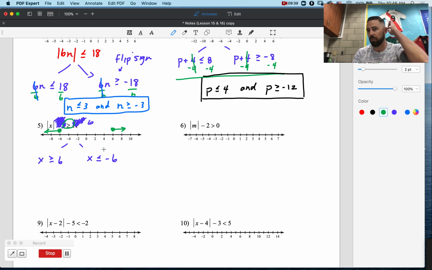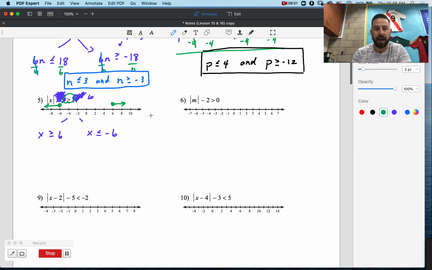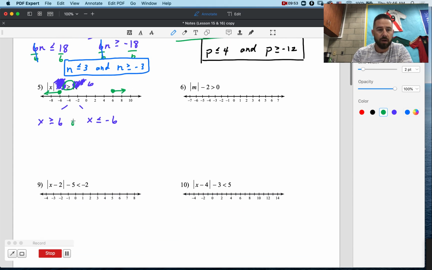This is why it's so important that you take good notes, because you can use these notes on your homework assignment today. You can use these notes on the quiz. So take good notes. Now, what do I say if they're going apart from each other like that? We're going to say or.